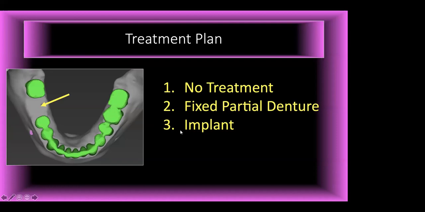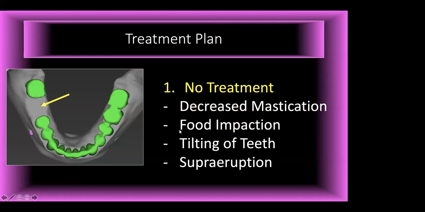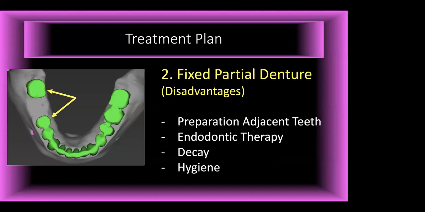So what are they? Well, no treatment, but use that as a positive and a benefit to explain this to the patient and educate them. Yes, Mrs. Smith, we don't have to replace this, but you're still going to have trouble chewing in that area. You're going to get food impaction. The adjacent teeth are going to tilt. The tooth above it is going to super erupt, which is going to be a problem. Also, you will have bone loss if you wait too long, then someday you might not be able to have an implant. Second option is a fixed partial denture.